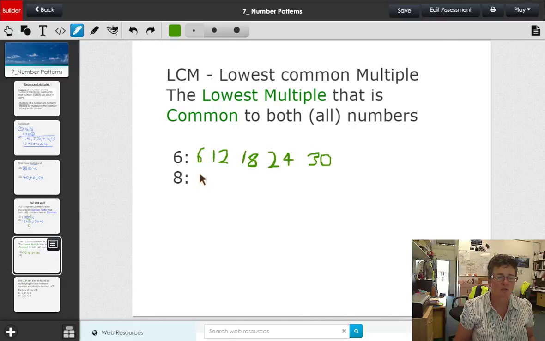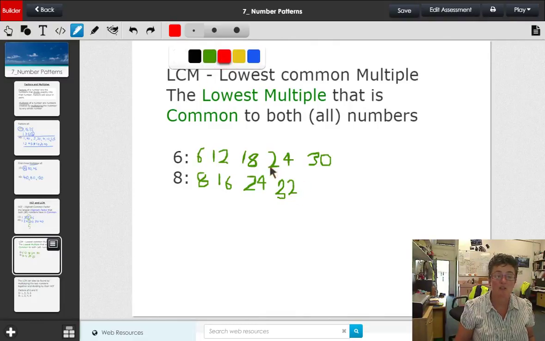And the multiples of 8 are 8, 16, 24, 32, and 40. I'm having trouble writing with this mouse. So you can see here we've already passed the lowest common multiple.